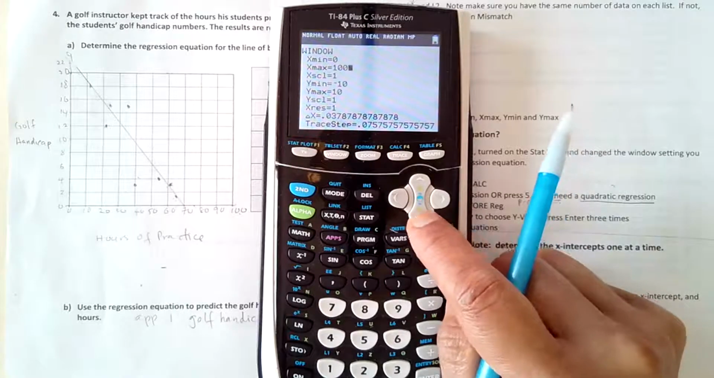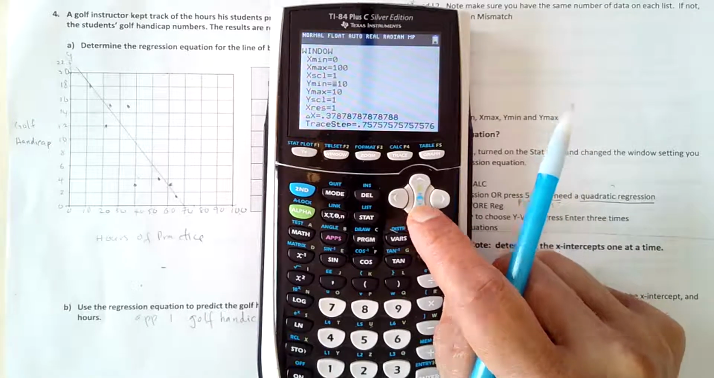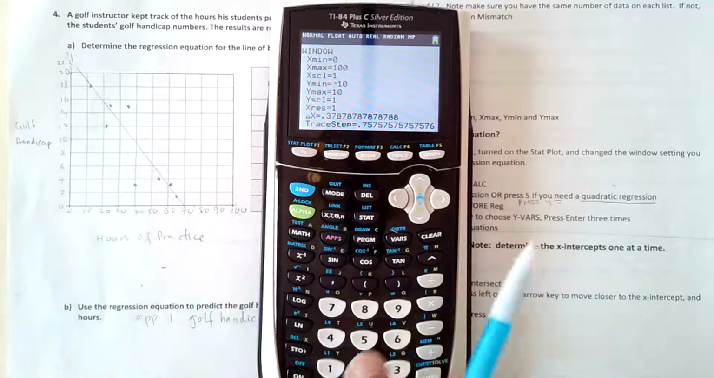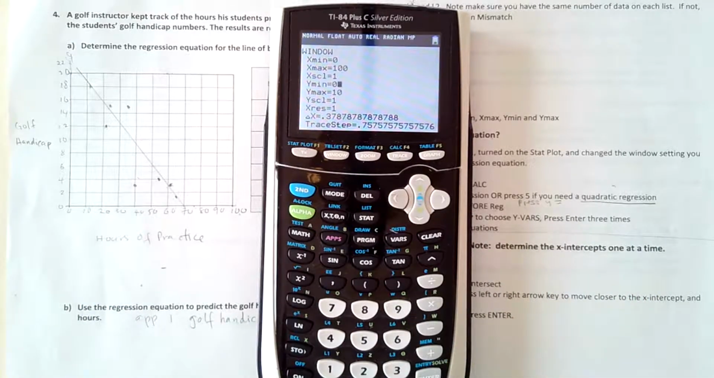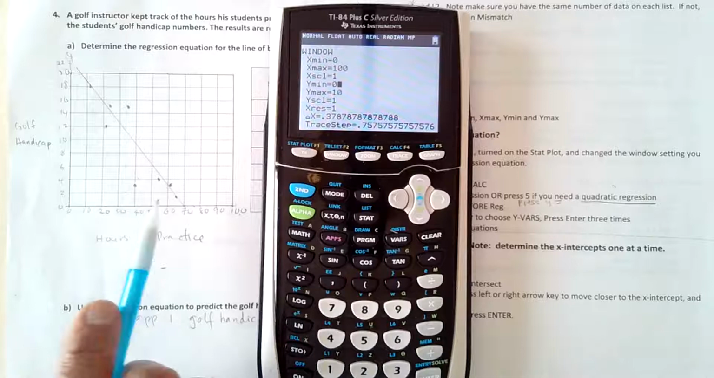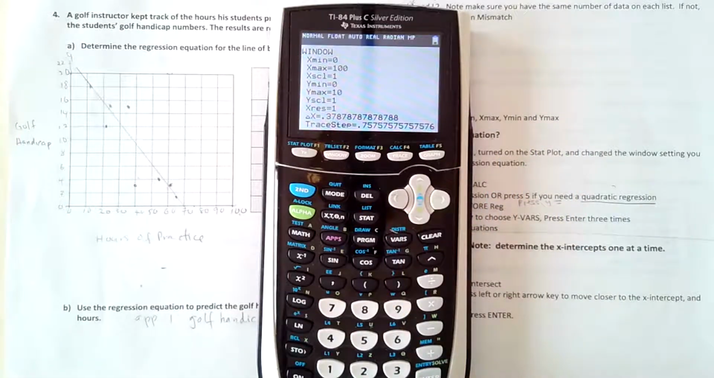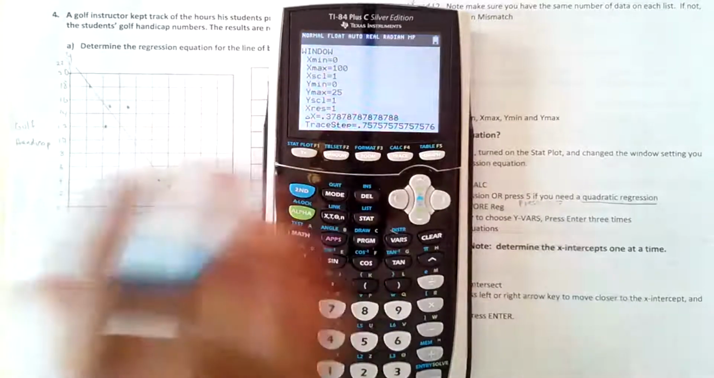Then I press my down arrow key and go to my Y minimum. My Y minimum, referring to my Y axis here, is 0. So I change it to 0. And my Y maximum is 22. I'll make it a little bit higher, I'll make it 26 or 25, maybe 25. Now that gives me my range.